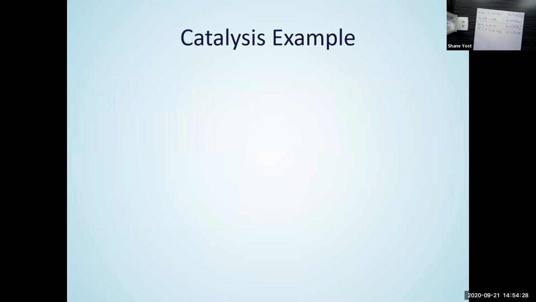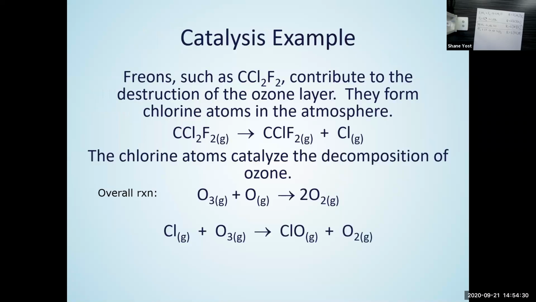And so in this example here, freons, which were used in a lot of aerosol sprays and such, introduced chlorine atoms into the atmosphere. Those chlorine atoms catalyze the reaction of ozone, O3, with oxygen atoms to form O2. Given this mechanism, what is going to be a catalyst and what is going to be an intermediate?